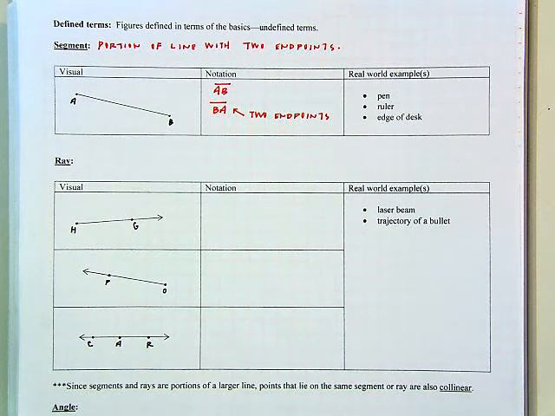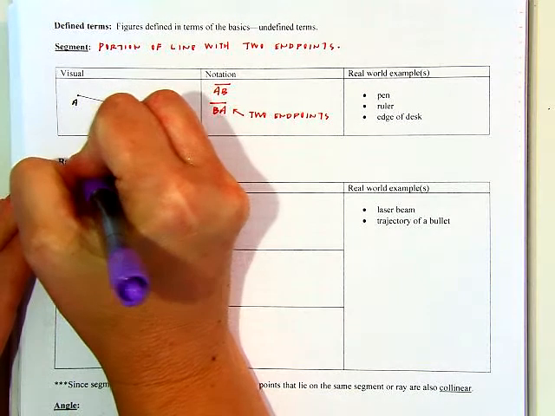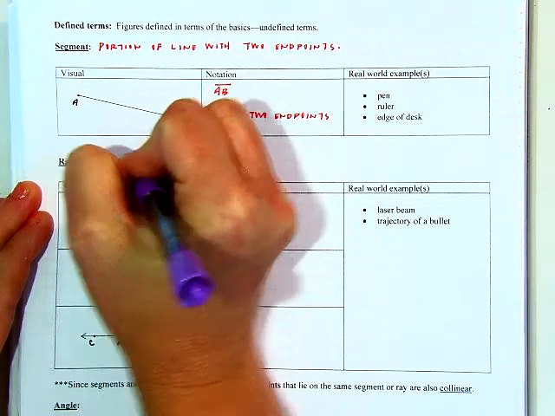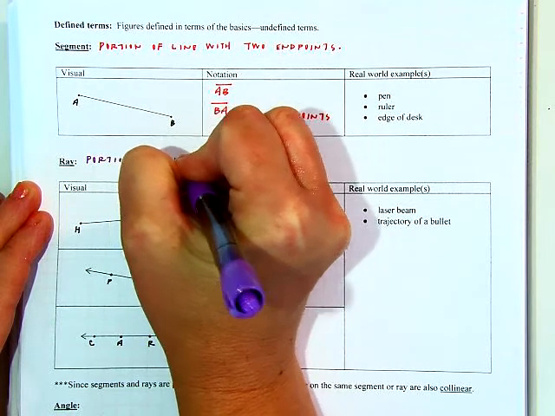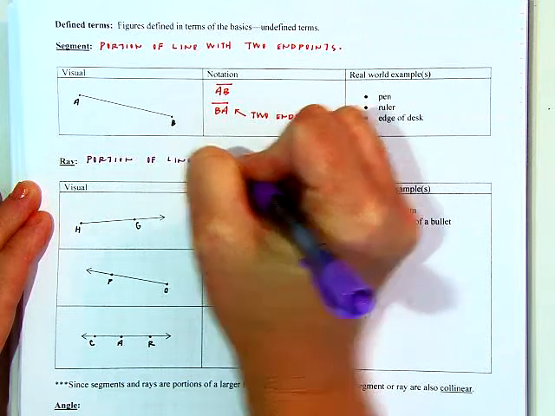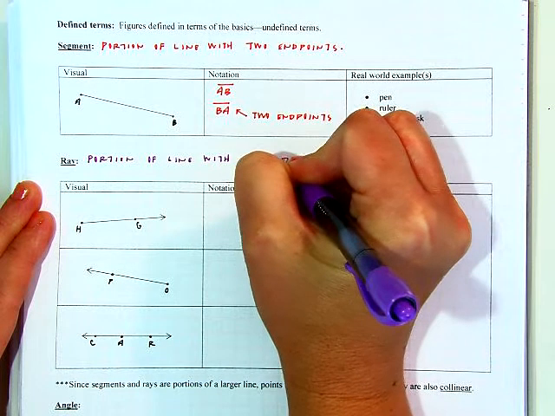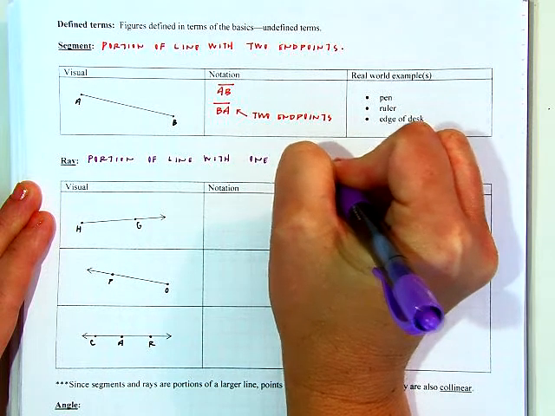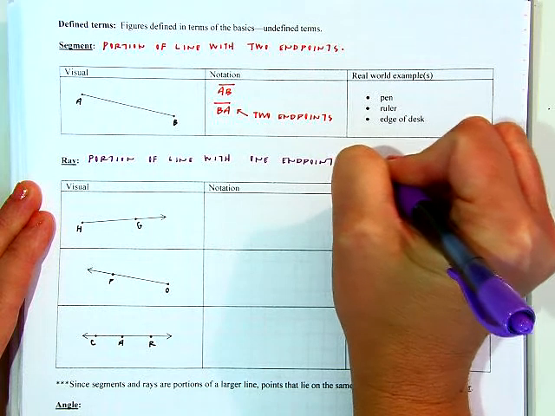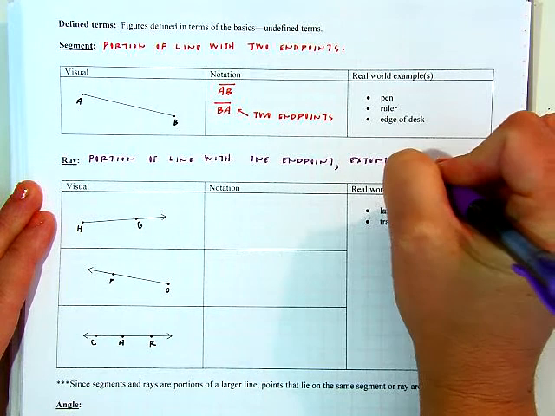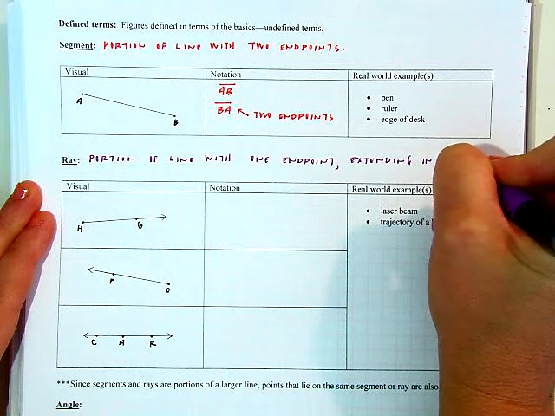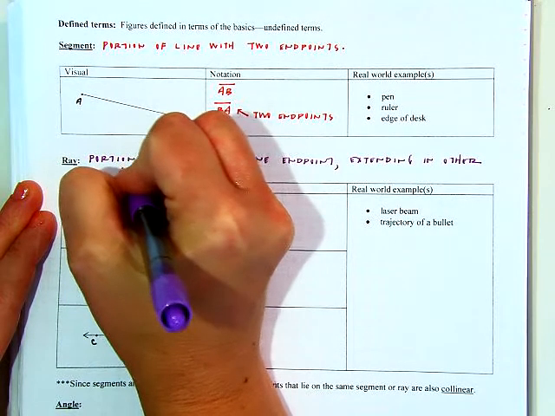Okay, next we're looking at a ray. A ray is also a portion of a line, except this time we have one endpoint and it extends in the other direction forever. So a ray is a portion of a line with one endpoint extending in the other direction forever.